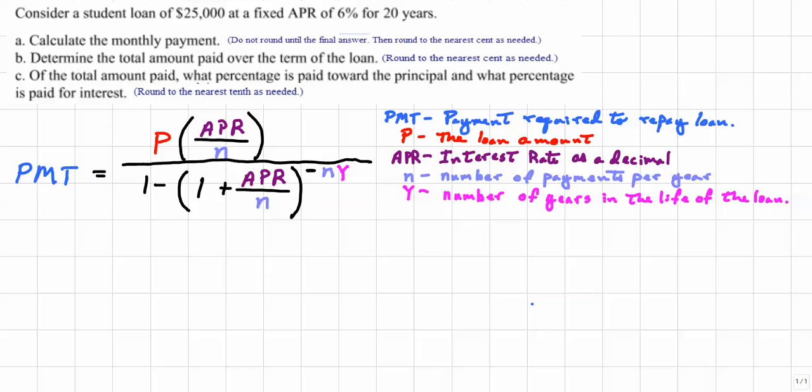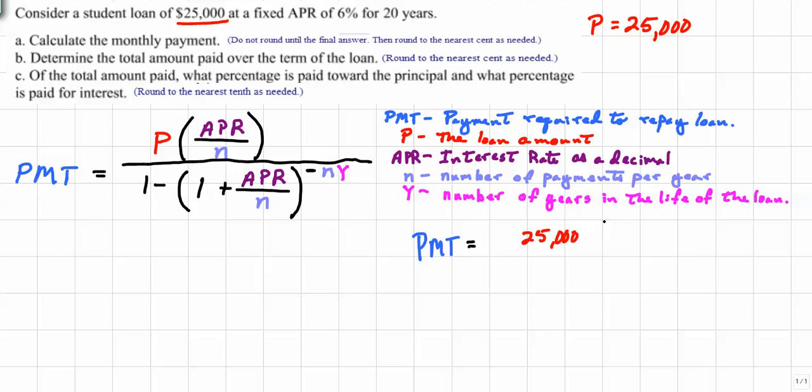Alright, now for setting up this, what we need to do is understand what every single variable is going to represent. For example, we'll start with payment, PMT, and that's what we're looking for. So our formula is going to be set up as PMT is equal to. And we want to assign values to each one of the variables on the right hand side of the equation. So we're going to start with P, the loan amount. We're going to consider a loan of $25,000. So P is equal to $25,000, and that's the first thing that we put into the formula.